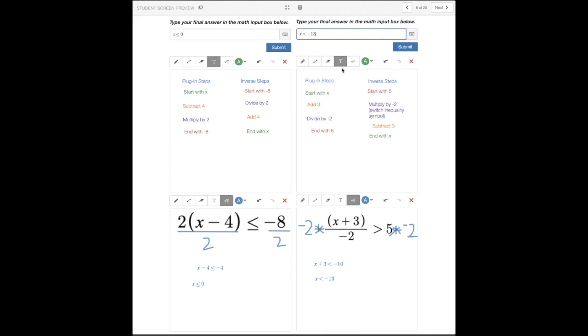Well, let's test something. What's a number less than negative 13? How about, let's pick a good one, negative 21. If I do negative 21 in here, negative 21 plus 3 is negative 18. Negative 18 divided by negative 2 is a positive 9, and 9 is, in fact, greater than 5. So I just did that. You can show work and all of that stuff, but yep, this works.